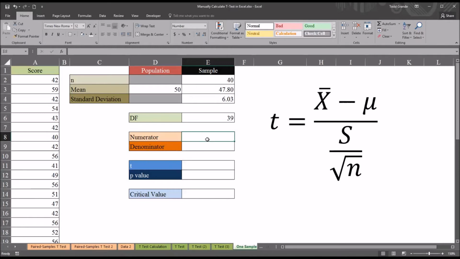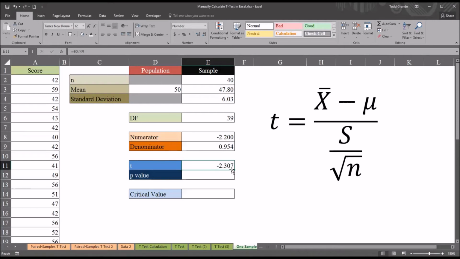Next we have the numerator, and that's fairly straightforward. It's the sample mean minus the population mean, so equal sign, and 47.8 minus 50. And notice this is a negative number, negative 2.2. Then the denominator is the standard error of the mean. That's the standard deviation divided by the square root of the sample size. So it'd be equal sign, standard deviation in cell E4 here, divided by the square root, SQRT, of the sample size, cell E2. That's 0.954. So as you can see from here, calculating the t-statistic is fairly straightforward from this point. It's equal sign, the numerator divided by the denominator. So it's negative 2.307.